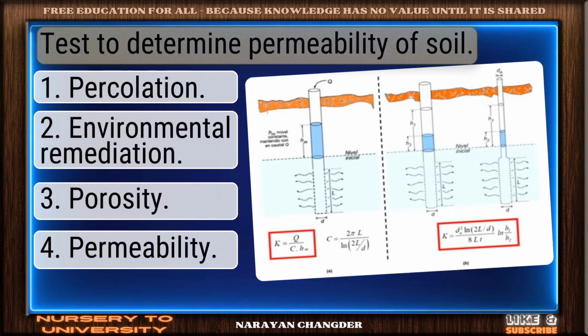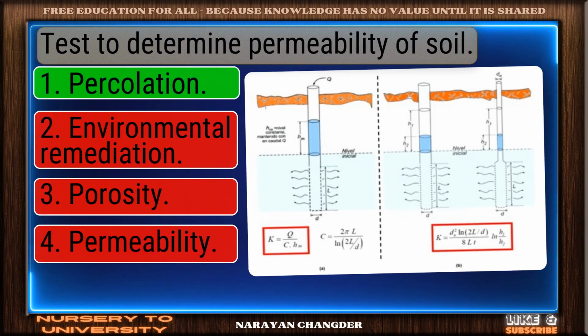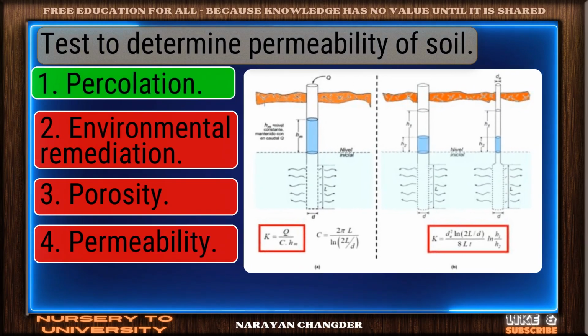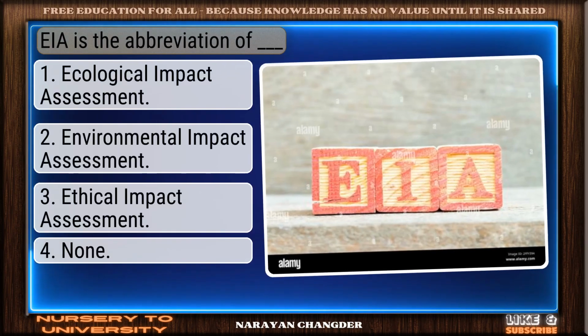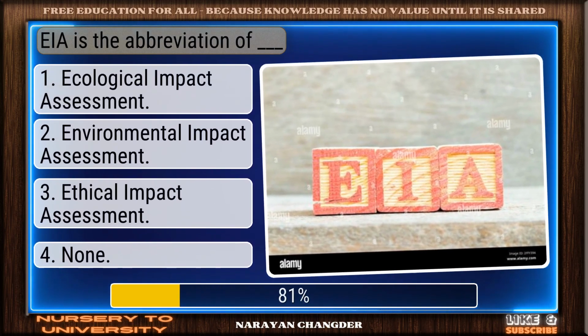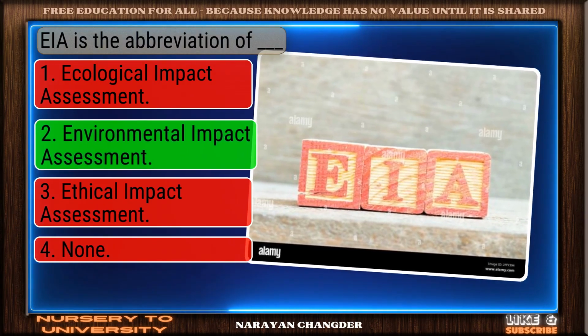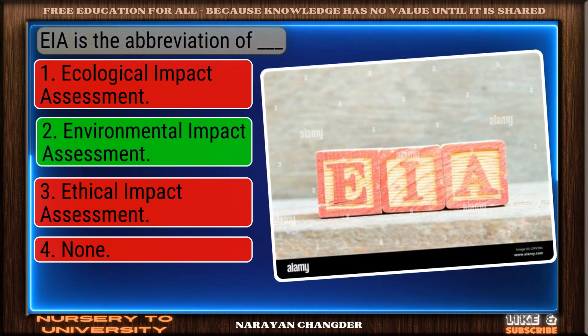Test to determine permeability of soil. Good thinking. Percolation is the right answer. EIA is the abbreviation of dash. Correct. Environmental impact assessment is the right answer.